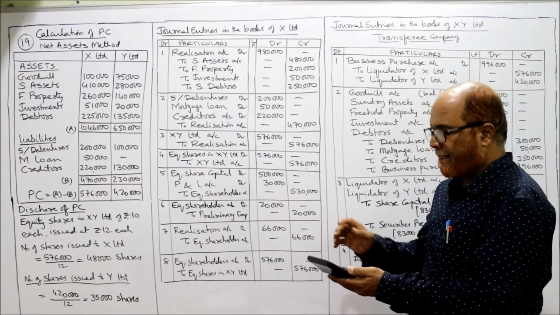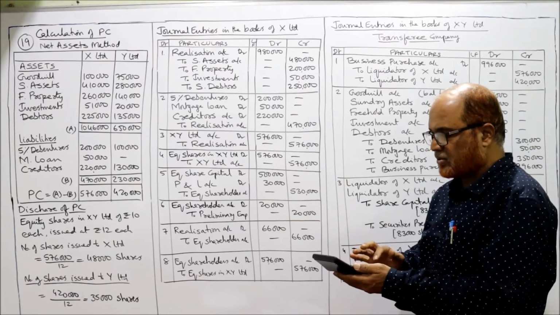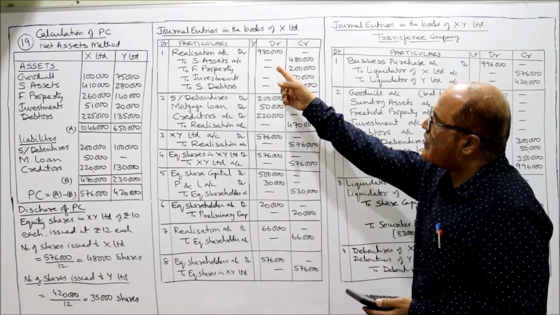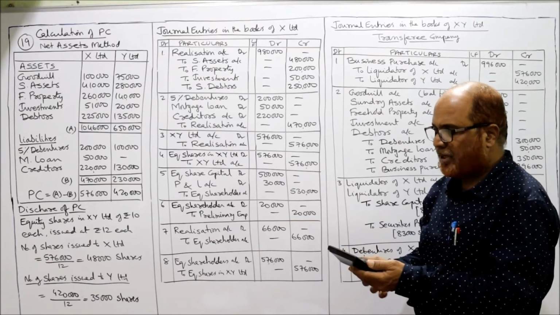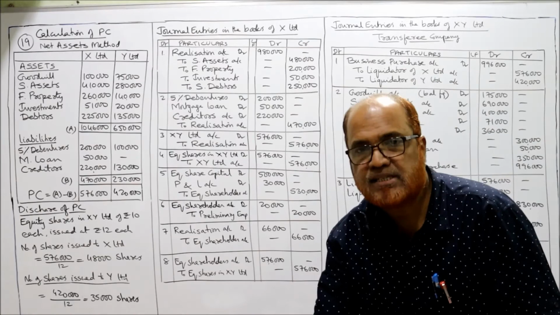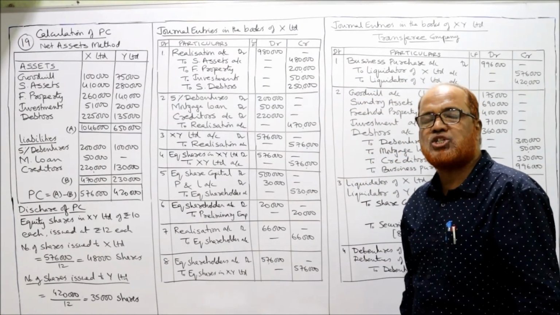4,70,000 plus 5,76,000 comes to 10,46,000. From 10,46,000 subtract 9,80,000. You will get 66,000 rupees profit. That profit will be transferred to equity shareholders.